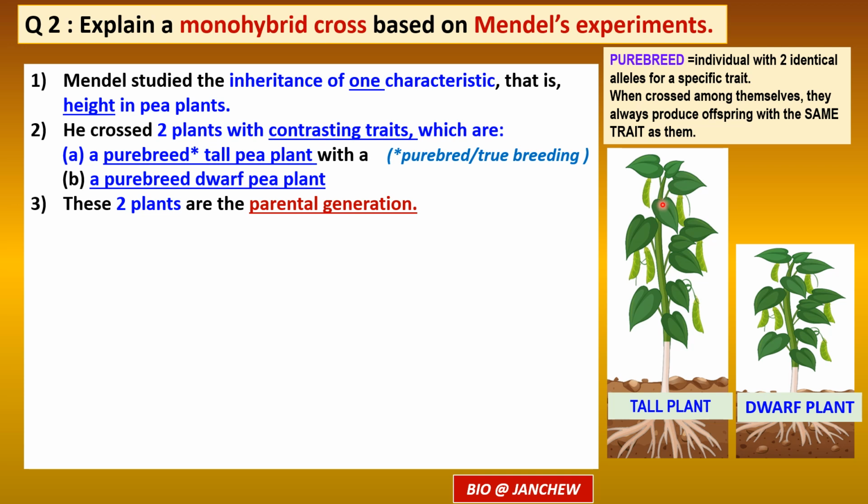Now what do you mean by pure breed? It means that if these tall plants are crossed among themselves, that means if the pollen from one of these plants is placed on the stigma of the other plant and fertilization is allowed to occur, then the offspring produced from these two tall plants will always be tall. That's why they're called pure breed or true breeding.